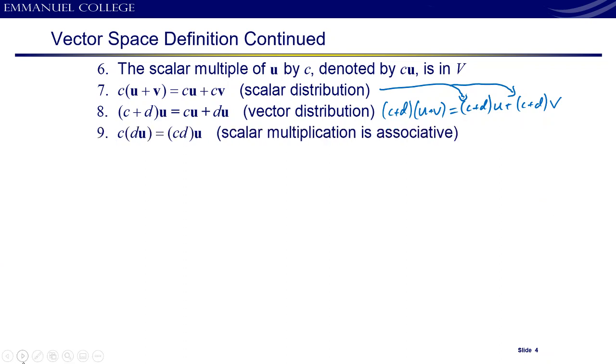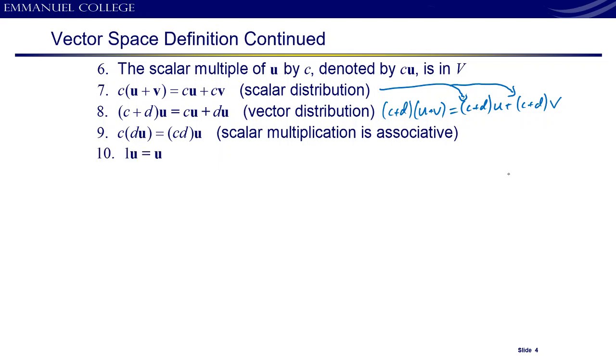And then scalar multiplication, it doesn't matter if you have two scalars that are multiplied, you can multiply one of the scalars first times the vector and then multiply the other scalar, or you can multiply the two scalars together and then multiply them by the vector, whichever is easier for the given scenario.